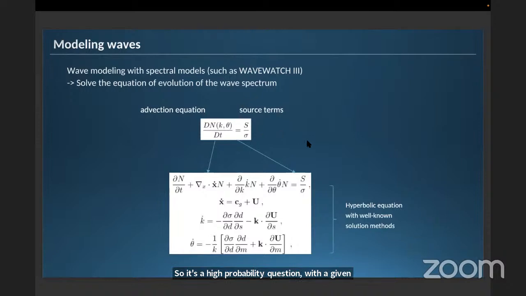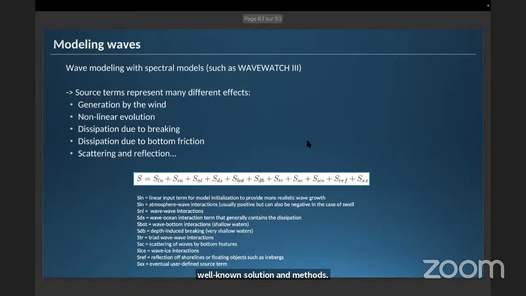And then we have the part of the source terms. The source terms are where the parametrization stands. It includes generation by the wind, nonlinear evolution, so wave-wave interaction, dissipation due to breaking or bottom friction, scattering, reflection, all the processes that we have talked about. And all this is parametrized. So it's also to note that there are a lot of parametrizations in wave models, and they are evolving every day and every year. And it needs some expertise to set them well.